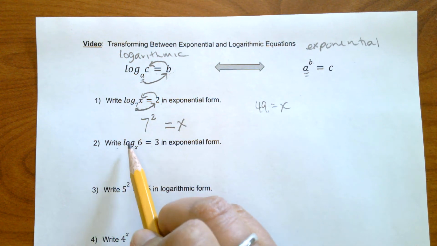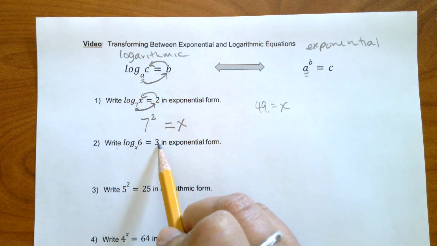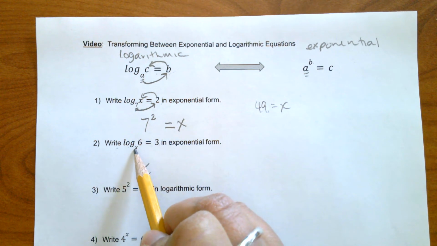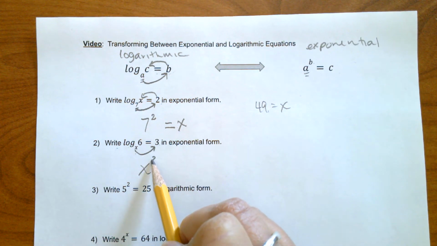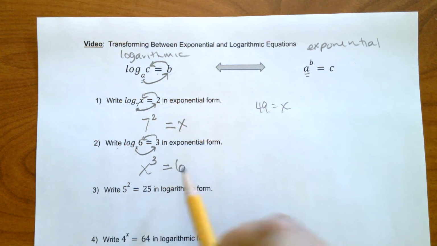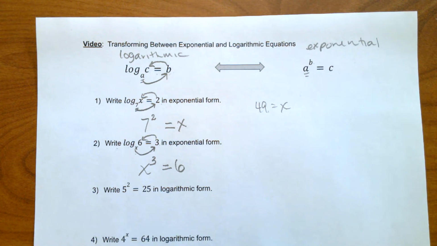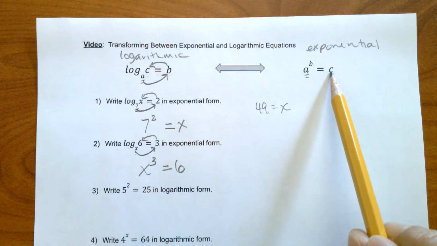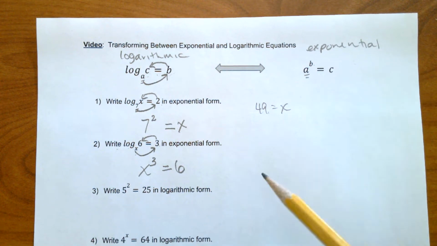Number 2, write log base x of 6 equals 3. So here we have our x. That's our base, x, raised to the power of 3 equals 6. Again, I'm just asking you to write an exponential form. I'm not asking you to solve it. I just want you to transform between log to exponential. That's it.